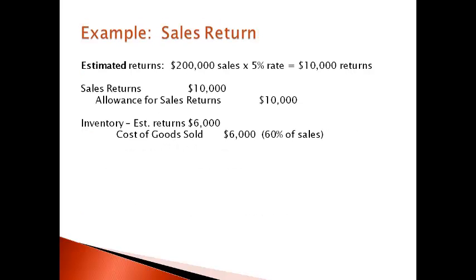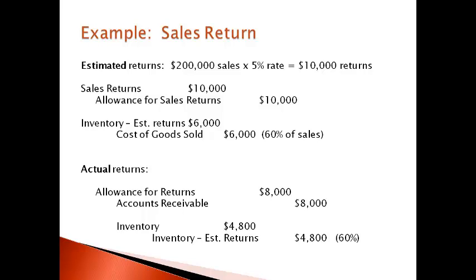The sales for the current period is multiplied by the 5% historical rate of returns to get the estimated returns related to the current period sales. Sales returns, which is a contra sales account, is recorded, and the allowance for sales returns is recorded as a contra account to reduce accounts receivable. Both are contra accounts. Customers are not expected to pay for returned goods, and the inventory related to the sale that is expected to return is recorded in the same period also.